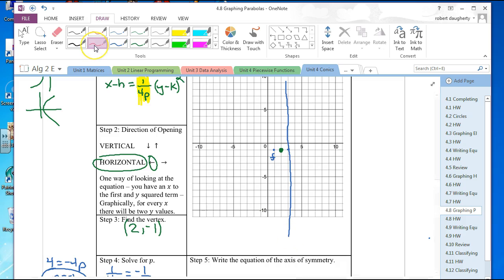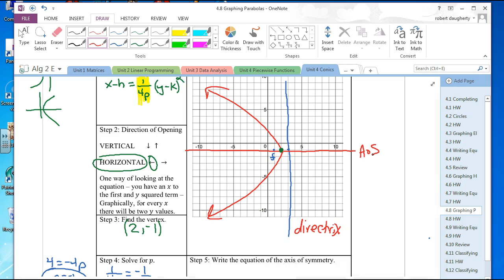And then what's this line right here? Yeah, that's the axis of symmetry. Okay, see? So this is the parabola at this point. This is the directrix. And then this line is the axis of symmetry. Okay? So P is negative 1.